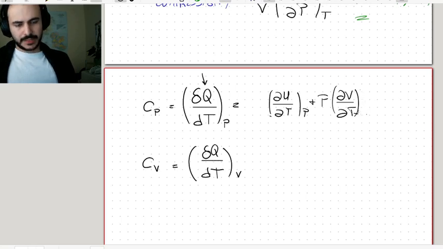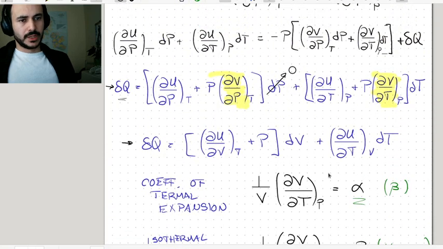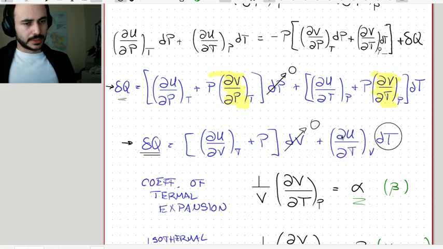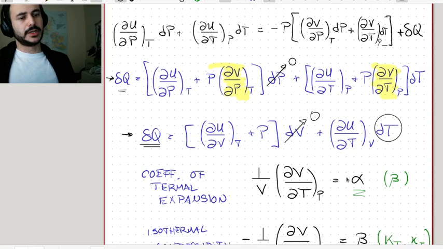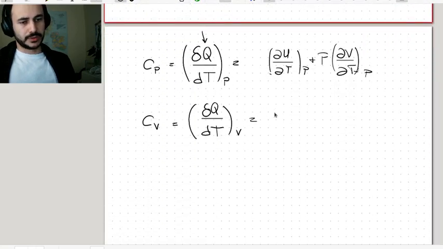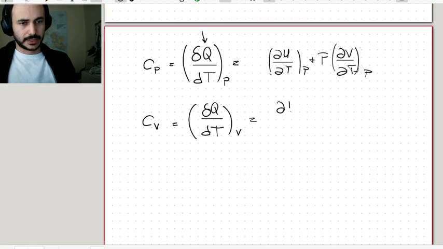And the same thing can be done about the heat capacity at constant volume. For this, we go to the other expression we have here. Constant volume means this goes to zero. The reversible heat divided by delta T equals simply the partial derivative of the internal energy with respect to temperature at constant volume. Okay, so let's just write that. Partial derivative of internal energy with respect to temperature at constant volume. Okay.